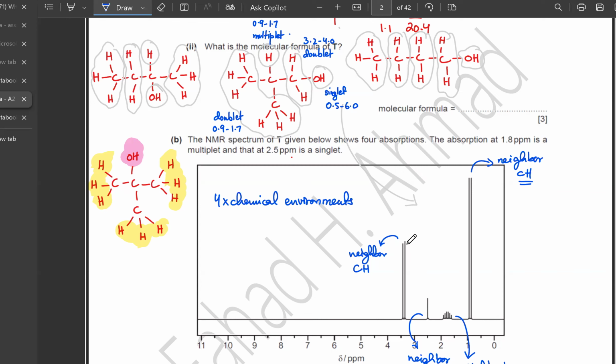Yes, multiplet, sir. ठीक है, multiplet कहाँ था? 0.9 to 1.7. So this tiny multiplet is 0.9, 1.7 के करीब है. It's somewhere around 1.7, 1.8. So I'm getting exactly the same thing.